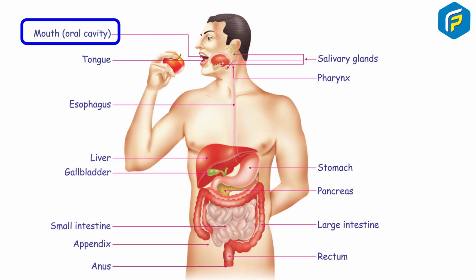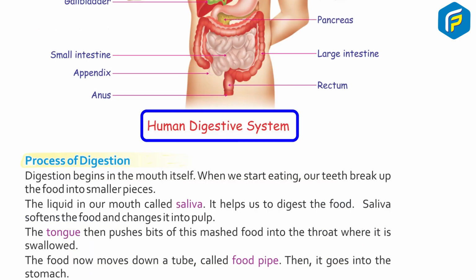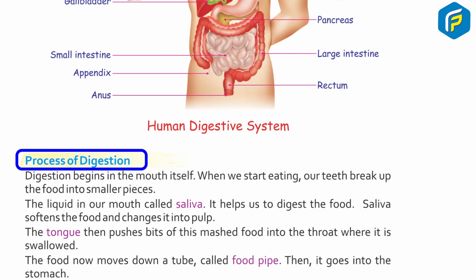Mouth, oral cavity, tongue, salivary gland, pharynx, esophagus, liver, gallbladder, stomach, pancreas, small intestine, large intestine, appendix, rectum, anus. Human digestive system. Process of digestion.